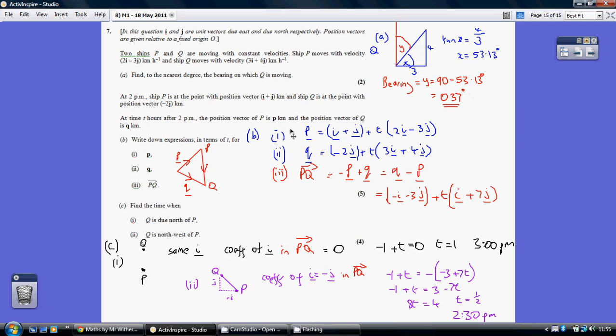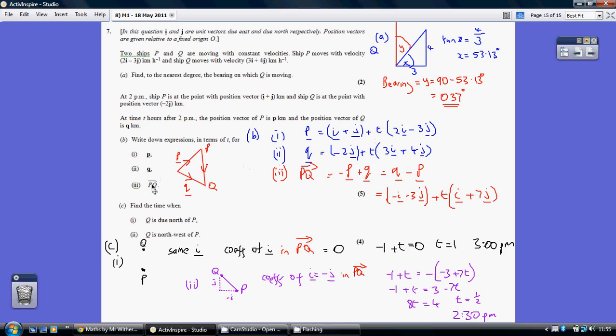Now for part B, remember how we do the equations for the ships. We basically have the initial position and then a multiple of the velocity. Initial position and multiple of the velocity, each time the velocity being times by t.